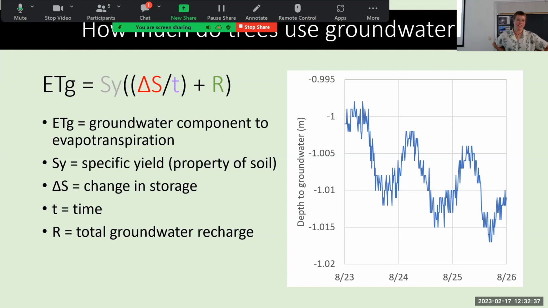So what we're trying to find is the groundwater component to evapotranspiration. And to do that, we're going to look at this property of soil, the specific yield, and take that into account. Looking at the change in groundwater levels is a change in storage, looking at what time intervals, and then the total groundwater recharge over a 24-hour period.